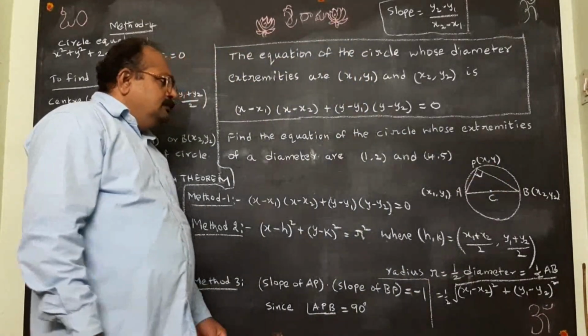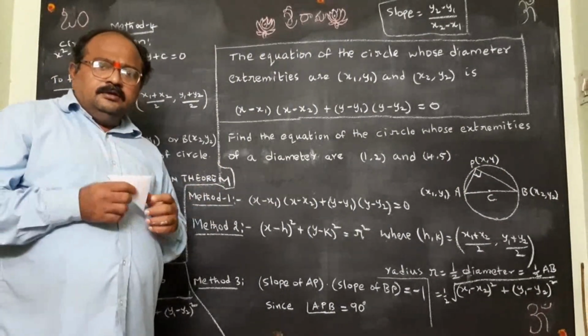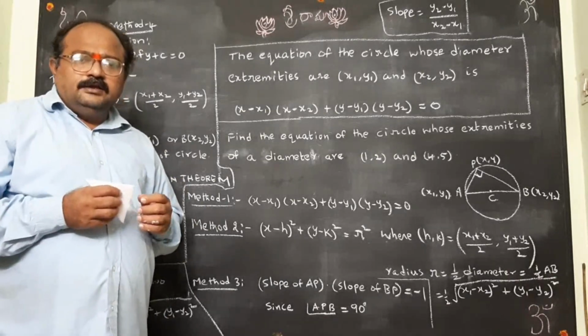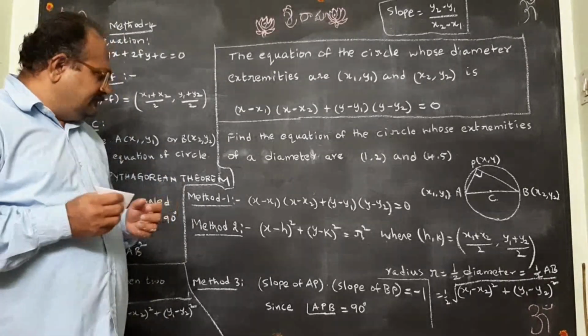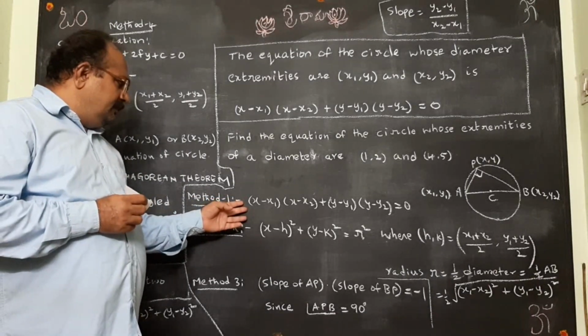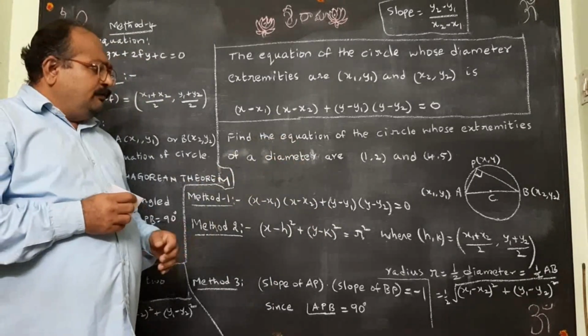Now, based on this property, how many methods are there to find the equation of the required circle? Method 1: this is the formula to find the equation of the circle.